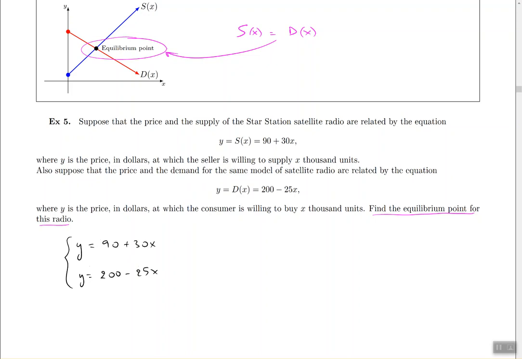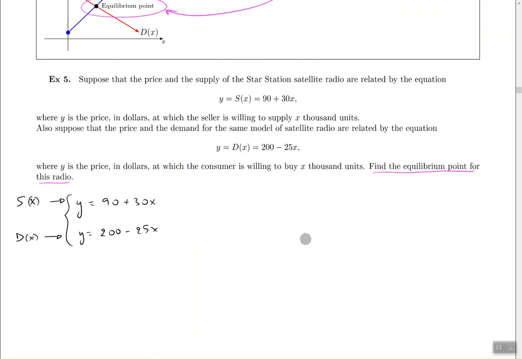Now I'm just going to use the substitution method here because it makes a little bit more sense. The first equation that I wrote represents the supply of x units, and the second equation represents the demand of x units. Since I'm looking for the equilibrium point, that just means solve the system. I could do elimination or substitution, it doesn't really matter. I'm going to use substitution for this problem.